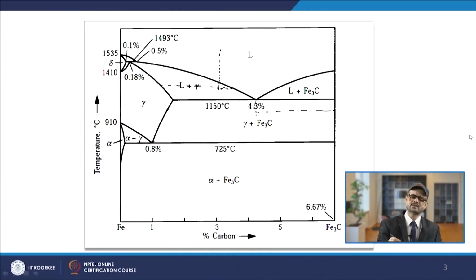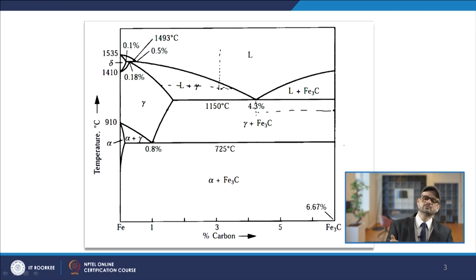So, basically if you look at the diagram, you can make out at which composition how much gamma will be there, and how much Fe3C will be there. Then further down, the gamma will again change to alpha plus Fe3C, and on this side you will have Fe3C. So you can get an idea of the different phases formed.